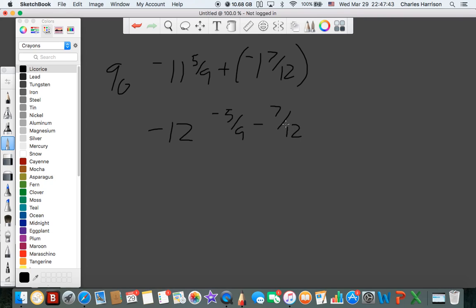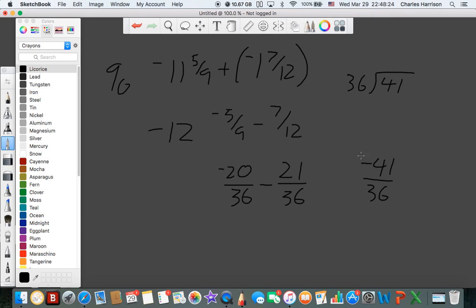Well, in this case, what could go into both of those? Some of the multiples of 12 are 12, 24, 36. 36 will go into both of them. So we multiply this by 4 and this by 3. This turns into negative 20/36 minus 21/36. So that gives us negative 41 over 36. That's an improper fraction. We can't have that. So we need to do long division.